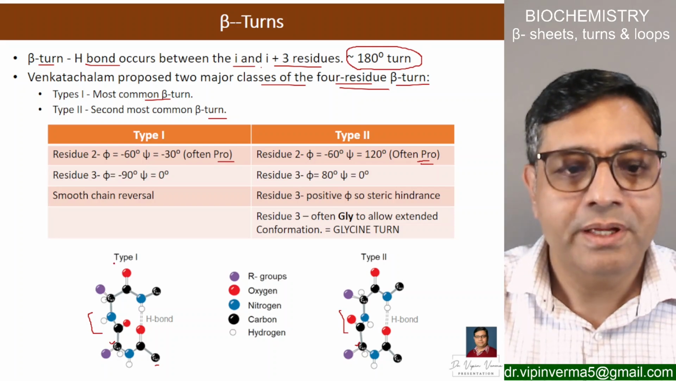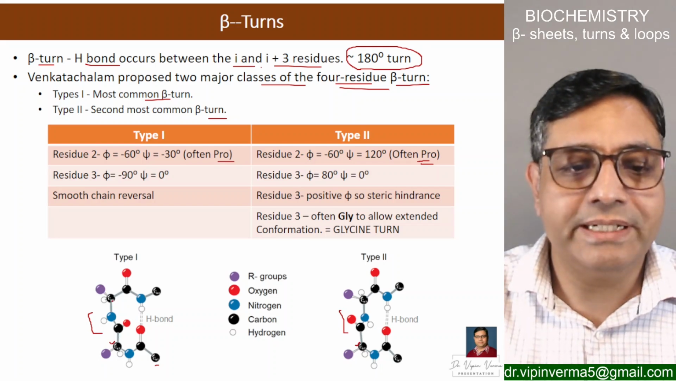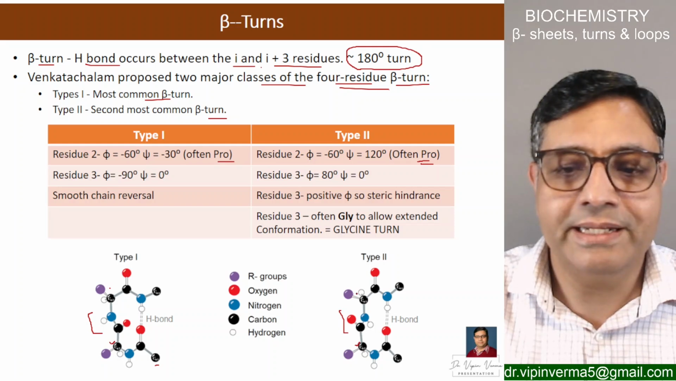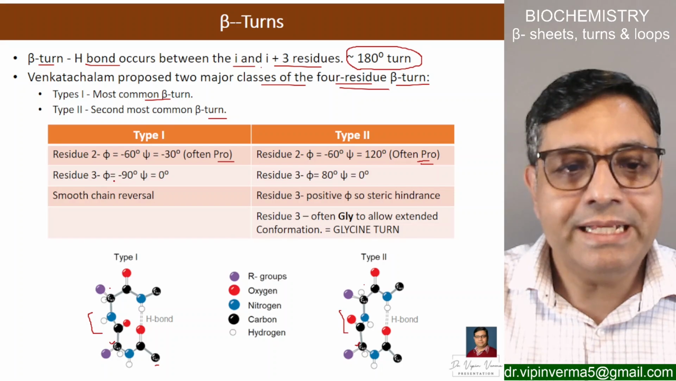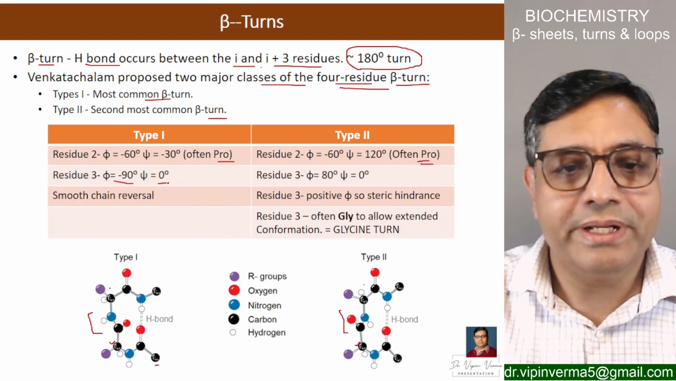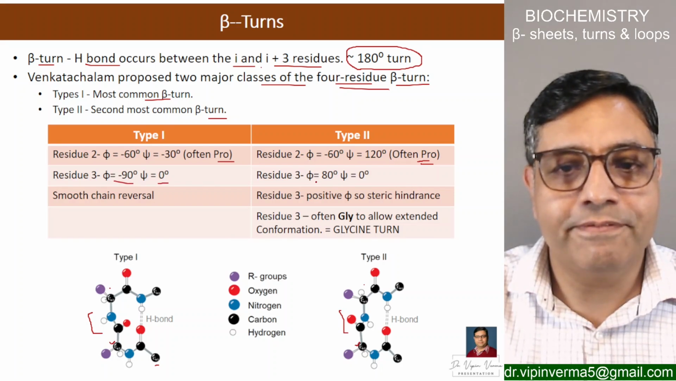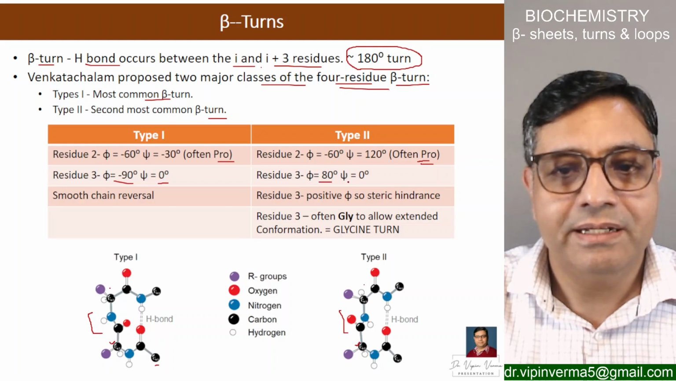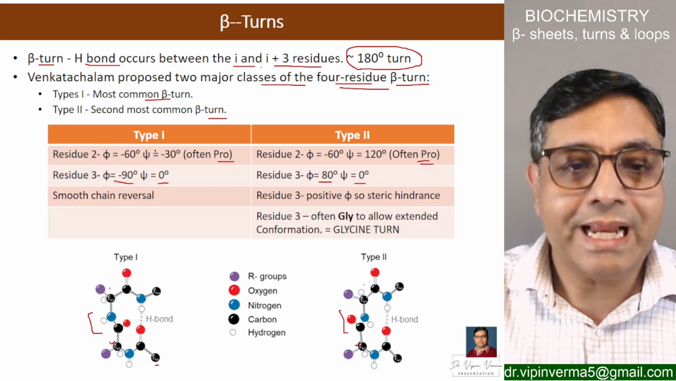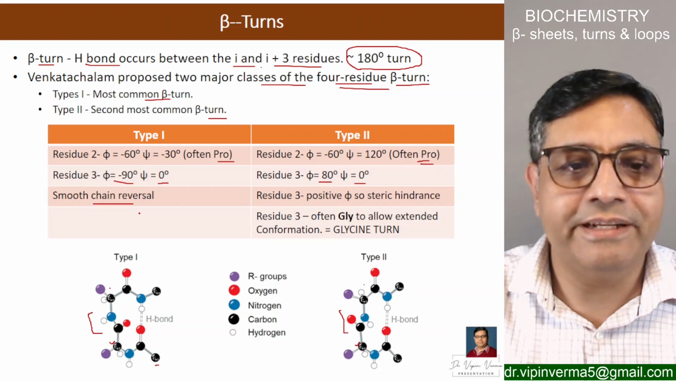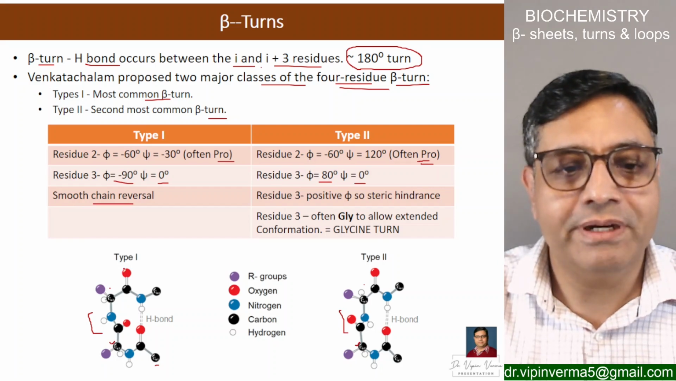Okay. Now let us focus on residue number 3. This is the residue number 3, and here this is the residue number 3. Phi is 90 degree and psi is 0 degree, while here it is phi is 80 degrees and psi is 0 degree. So in both the cases, the psi angle is 0. So the type 1 has a smooth chain reversal. Type 1 has very smooth chain reversal, and that's why it is the most common beta turn.